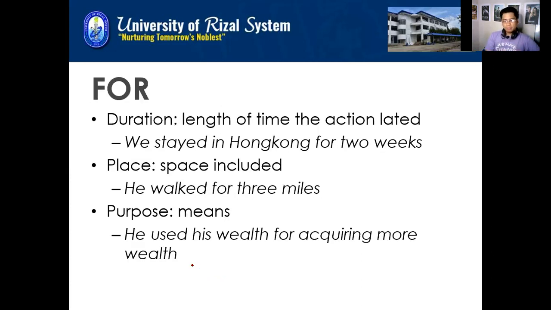Then we have for. So we use for to refer to the length of time the action lasted. Okay? So we stayed in Hong Kong for 2 weeks. So how long that particular action happened: for 2 weeks. Okay. Then space included. He walked for 3 miles.